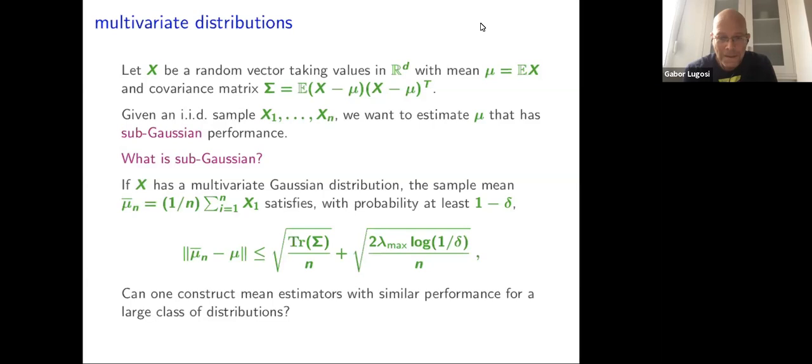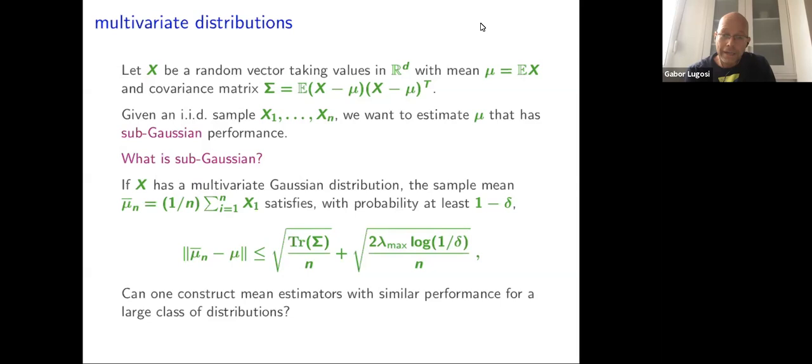Okay, so in this case, it's really easy to see that we have this inequality. With probability 1 minus delta, the Euclidean distance between the mean and the empirical mean is bounded by the square root of the trace of the covariance matrix divided by n, plus the square root of twice the largest eigenvalue of the covariance matrix, so the operator norm, times log 1 over delta over n. Sometimes we call this the strong term, and this is the weak term. So why is this true?